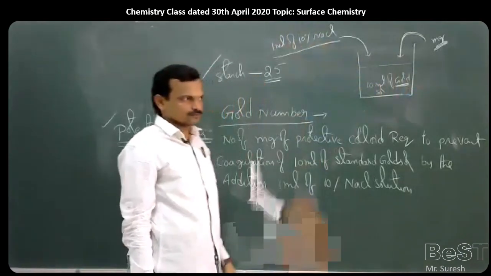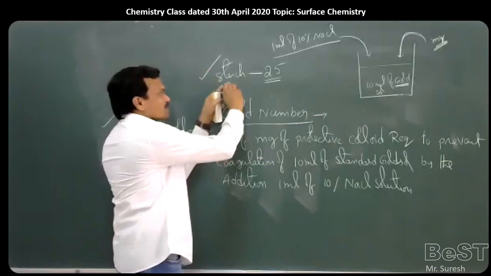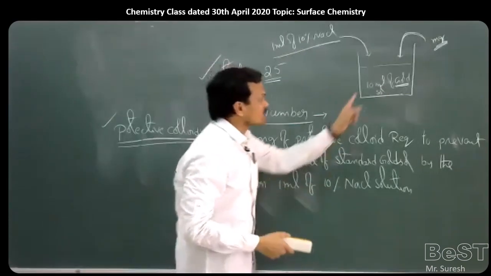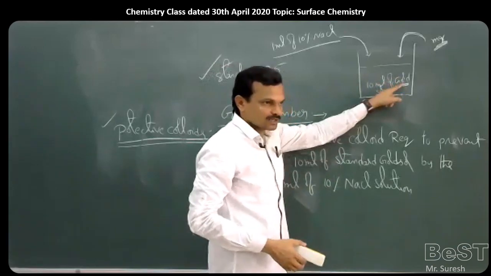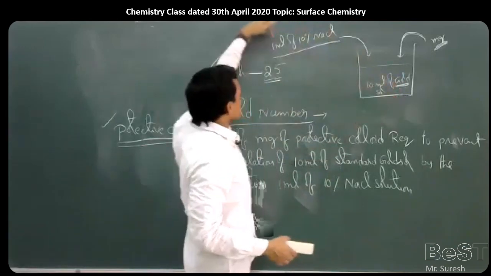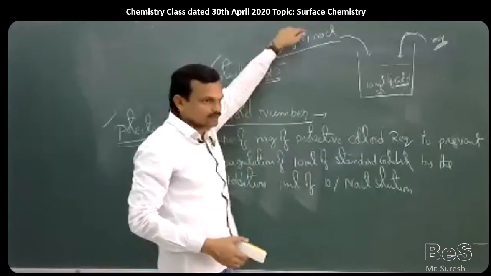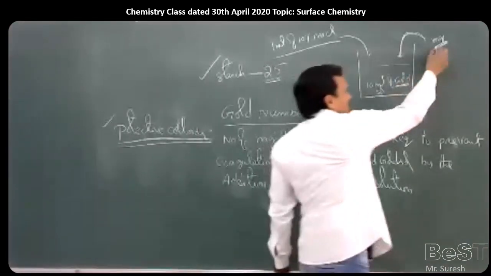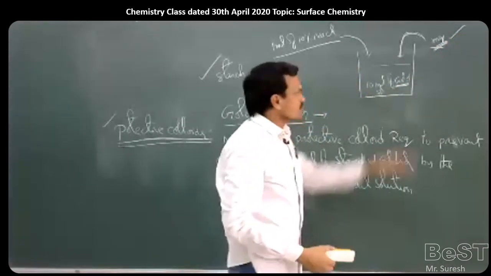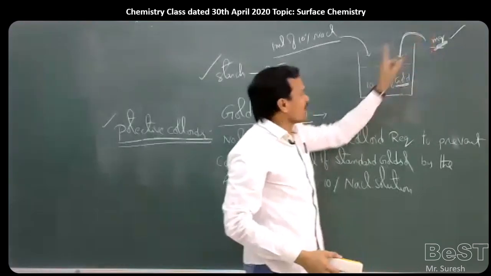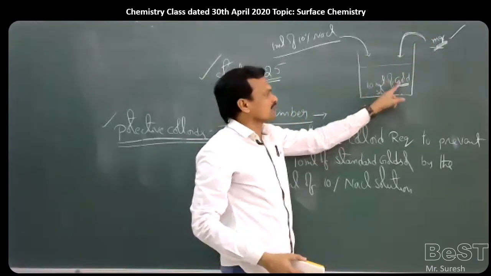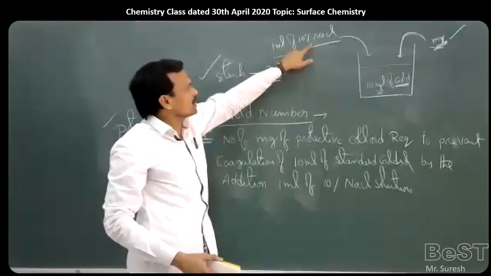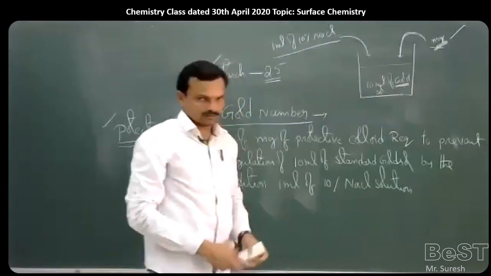It means the 25 milligrams of starch we have added forms a protective film over the surface of gold particles. Thereby, it can prevent the coagulation by the addition of 1 ml of 10% NaCl. That is what is called a gold number. So, the number of milligrams of protective colloid required to prevent coagulation of 10 ml of standard gold salt by the addition of 1 ml of 10% NaCl is called the gold number.